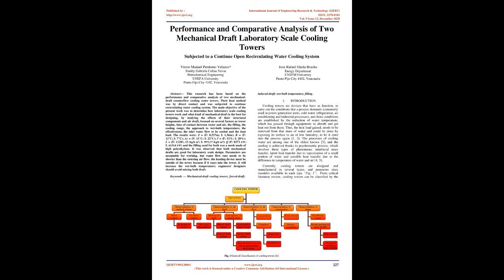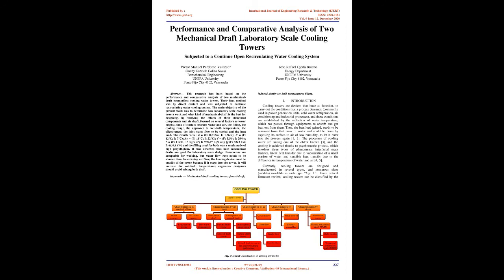Keywords: mechanical draft cooling towers, forced draft, induced draft, wet bulb temperature, filling. Introduction. Cooling towers are devices whose function is to carry out the conditions that a process demands, commonly used in power generation units, cold water refrigeration, air conditioning, and industrial processes, and those conditions are established by the reduction of water temperature, which has passed through equipment to absorb and get heat out from it.